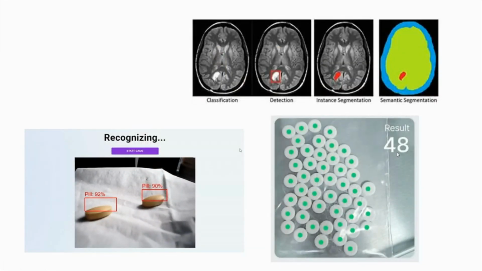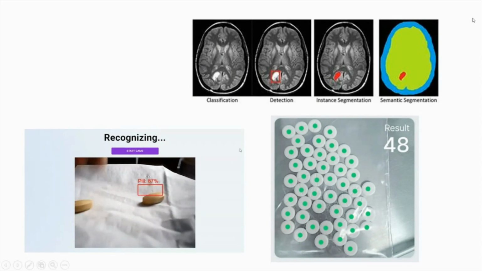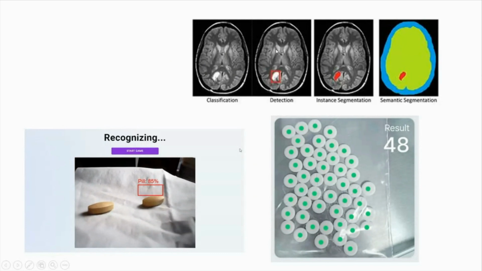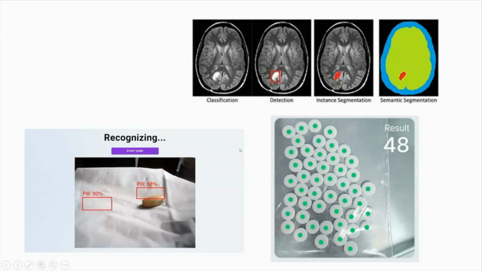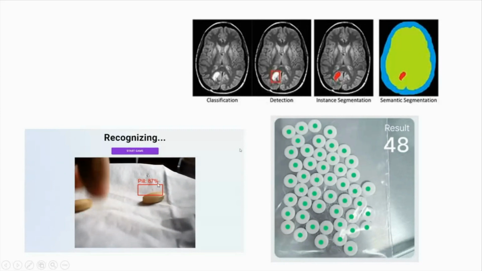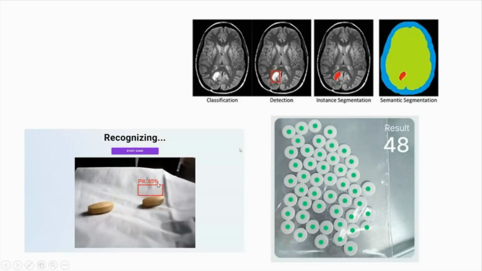Okay, so using this simple concept, we can train to do a lot of things. Like in medical, we can do classification, detection of tumors, segmentation, and also pill identification. This one was one of my play toys when I was young. I could identify a pill from my image.